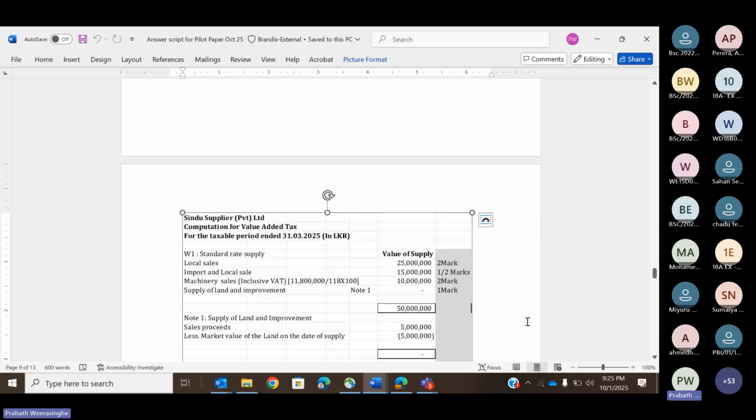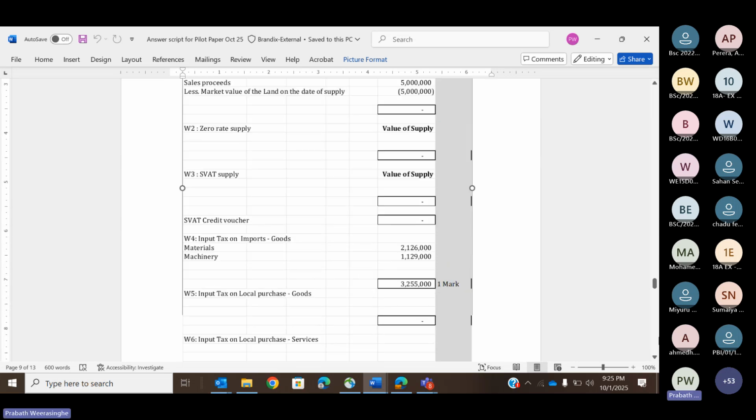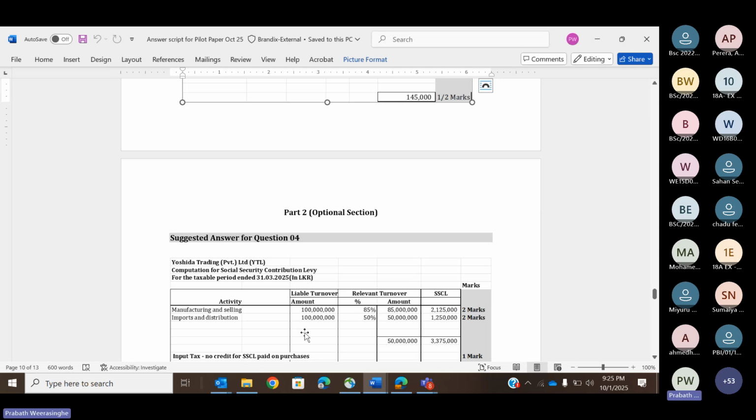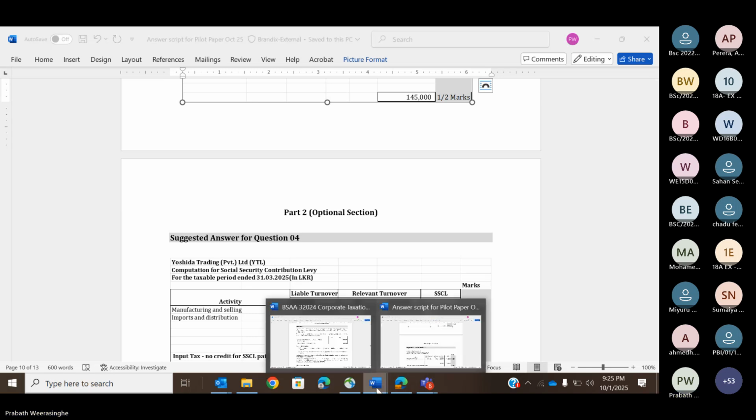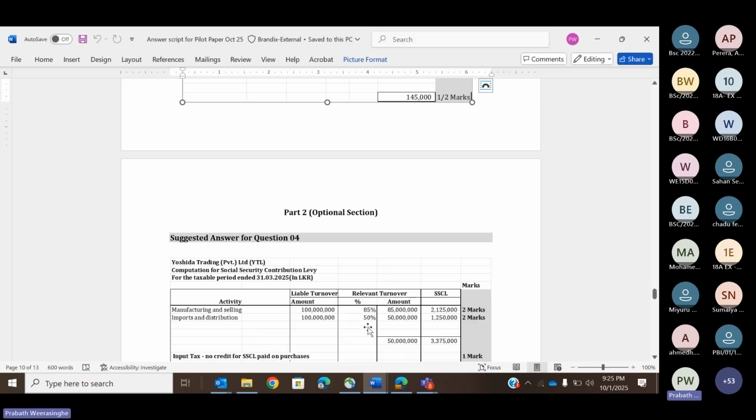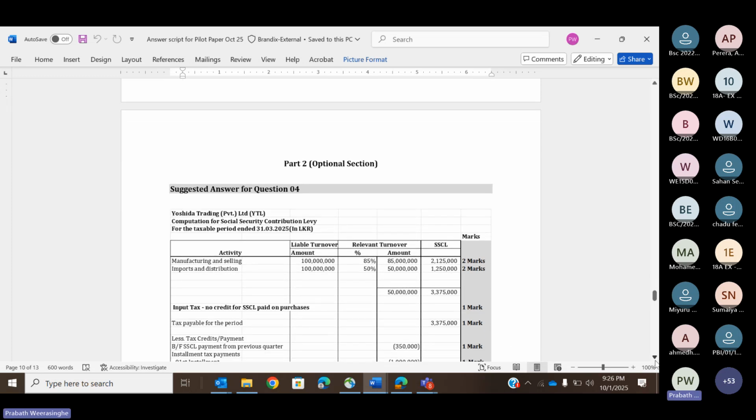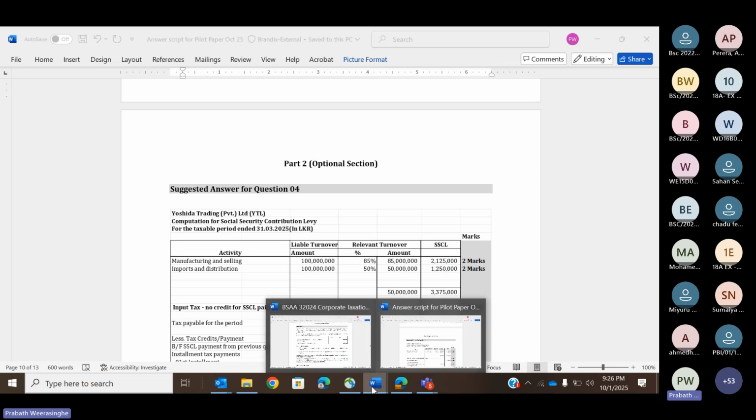So it says 100 million coming from manufacturing, and 85% of it is the SSCL liability at 2.5%. And the other thing is the distributor part, and retail, where I consider 50%. So that is the total SSCL. And it says in the question that they have incurred some SSCL cost on their purchases.